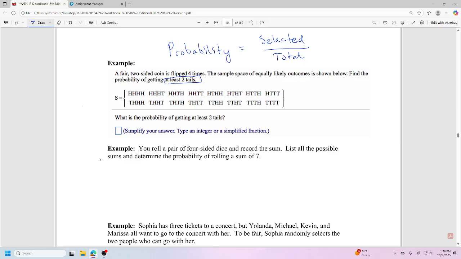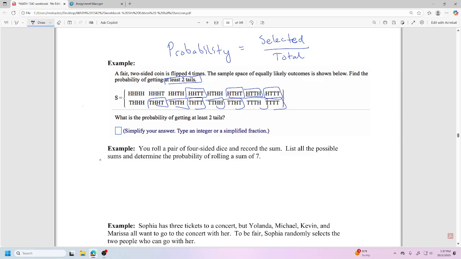So let's go. Does this have at least 2 tails? This one right here. Nope, not that one. This one. Does it have at least 2? This one. And so that's one of my selected. And you see how I'm going to go down the list? So no, yes, yes, yes, no, and then yes, yes, yes, yes, yes, yes, and yes.